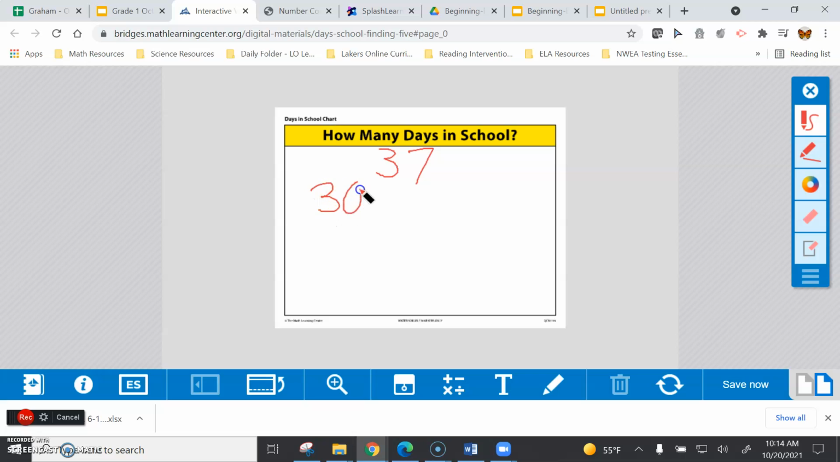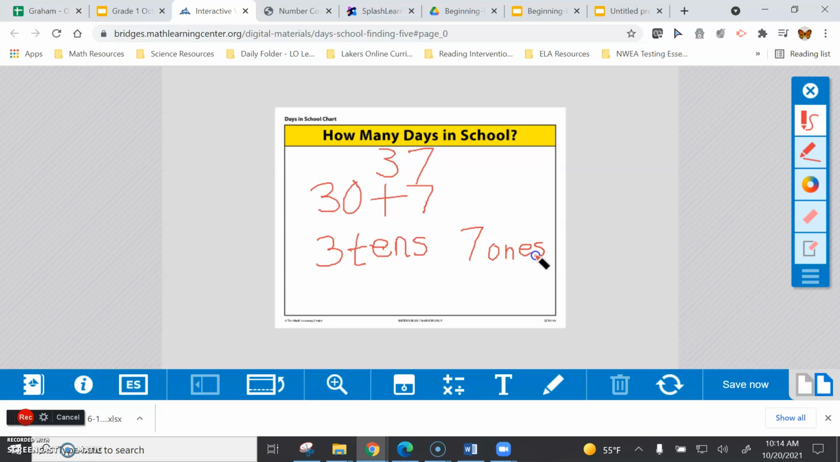30 plus 7, and we know that would be 3 tens, 3 groups of 10, 3 tens, and 7 ones. These are ways to represent the number 37.